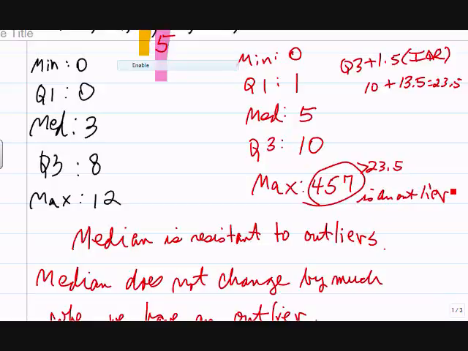In order to be an outlier on the other end, I'd need Q1, which is 1, minus 1.5 times the IQR. So I'd have 1 minus 13.5, which is negative 12.5. If I have a value less than negative 12.5, it will also be considered an outlier.